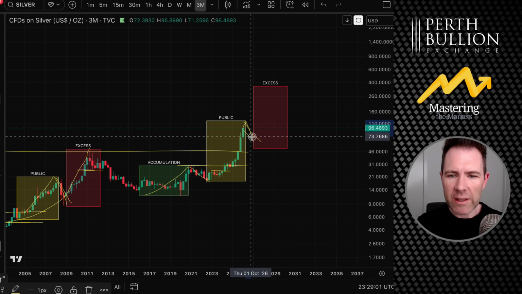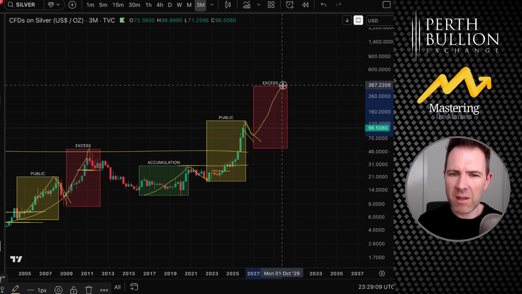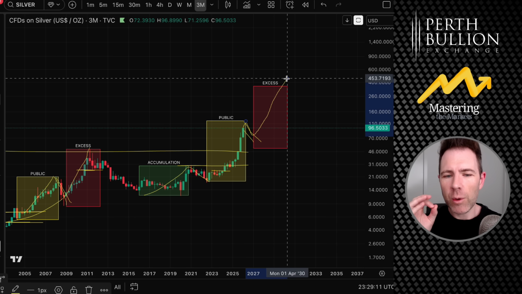public phase. We'll get some kind of pullback. Don't know where to, don't know for how long. And then coming into 2030, maybe slightly later, you are going to get the excess phase. And as I've been saying, if you think there's a lot of hype about gold, hype about silver now, trust me, you ain't seen nothing yet.